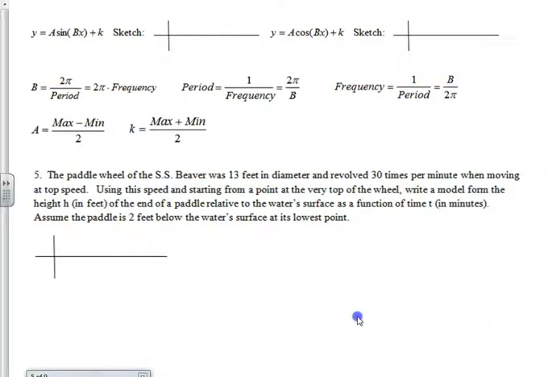Okay, same formulas at the top. Number 5, we've got a paddle wheel of the SS Beaver that is 13 feet in diameter. And it revolved 30 times per minute. So what they just told me, they didn't call it this, but this was the frequency of your paddle. Using that top speed of 30 times per minute, starting from a point at the very top of the wheel.